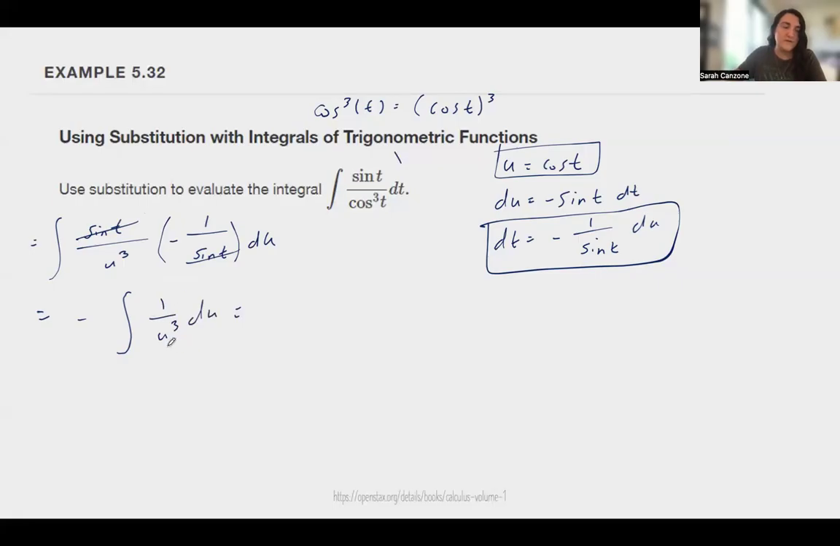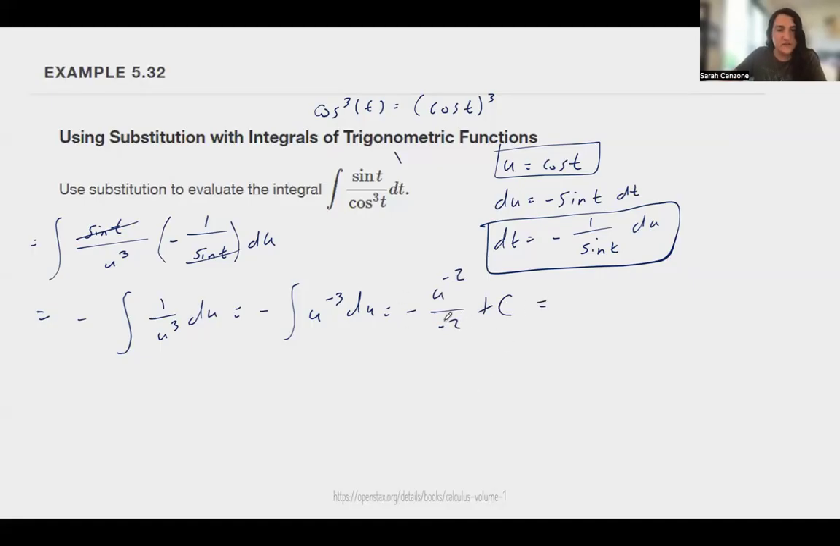But you can't integrate a fraction like that unless it's 1 over u, in which case it'd be the natural log of the absolute value of u. So this is the negative integral of, negate the exponent, bring it up, u to the minus 3 du, which is equal to the negative fraction bar, u up a power gets more positive. So this is minus 2 over minus 2 plus c.